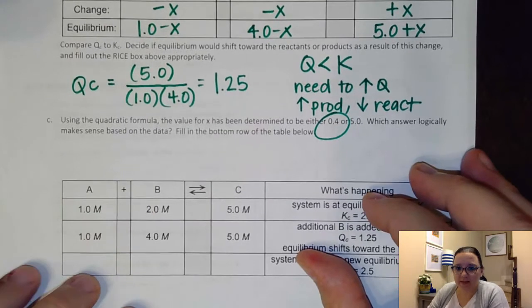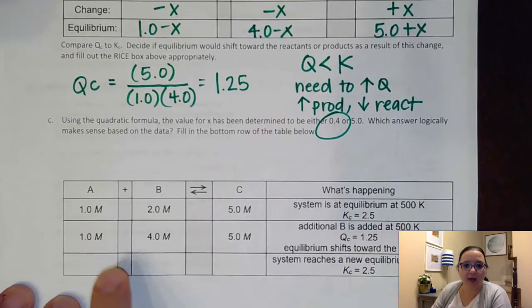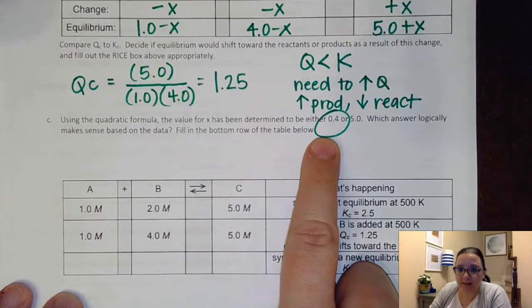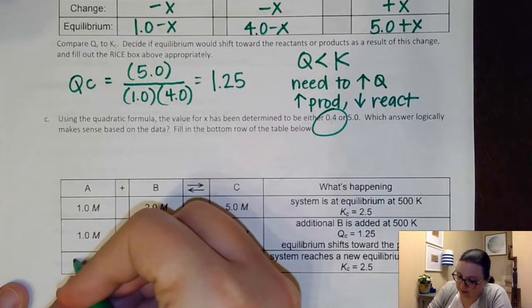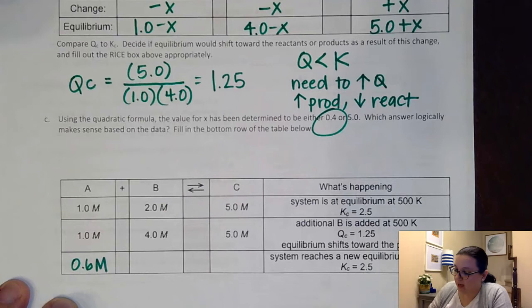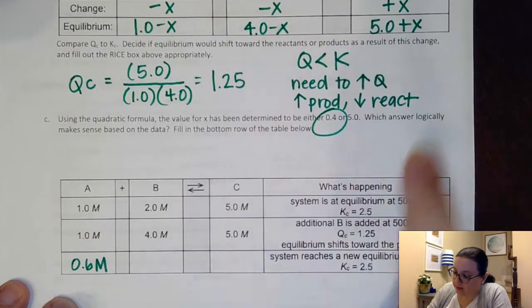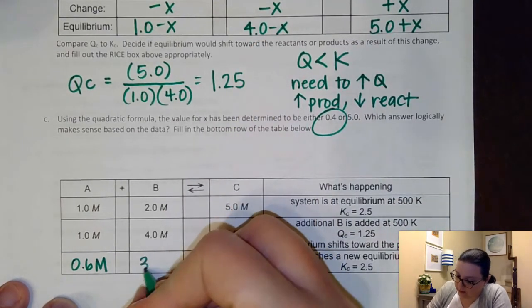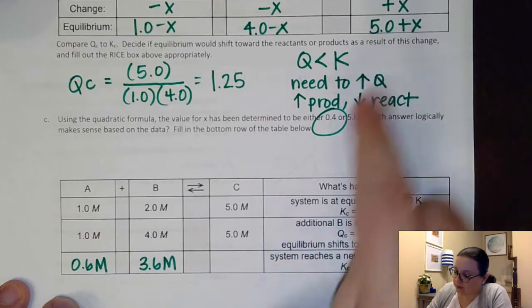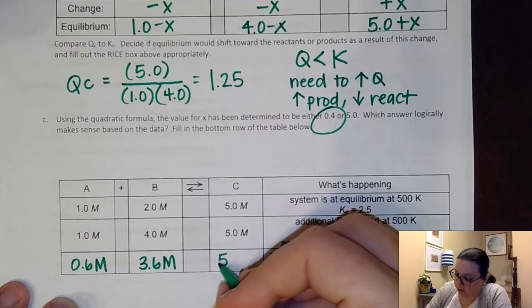So what that means is that if I use that 0.4, I can figure out that at equilibrium, I'd have 1.0 minus the 0.4, so I'd have 0.6 molarity for A. I would have B being 4.0 minus the 0.4, so that would be 3.6 molarity. And then C would be 5.0 plus the 0.4, so that'd be 5.4 molarity.